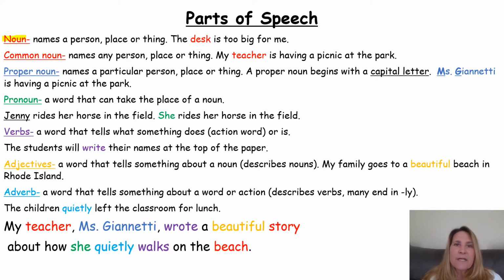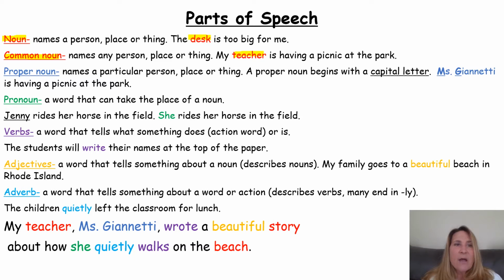Noun. The desk is too big for me. Desk is a noun. It names a thing. But you have two kinds of nouns. You have a common noun, which just names any person, place, or thing. So my teacher is having a picnic at the park. Teacher is a noun, but it's just a common noun.